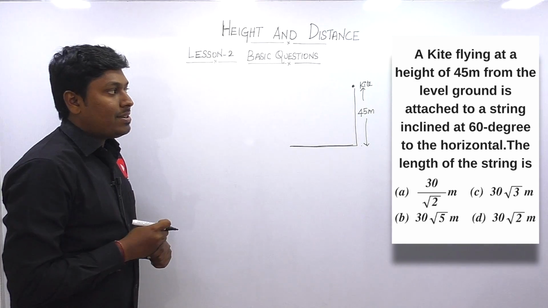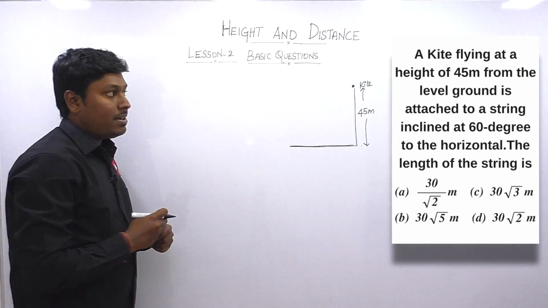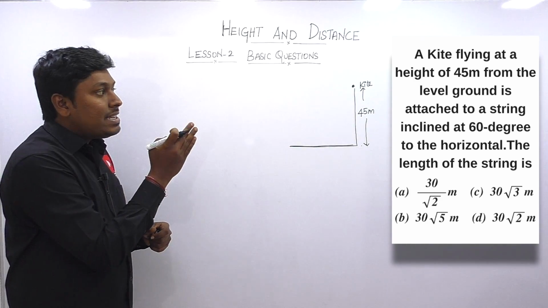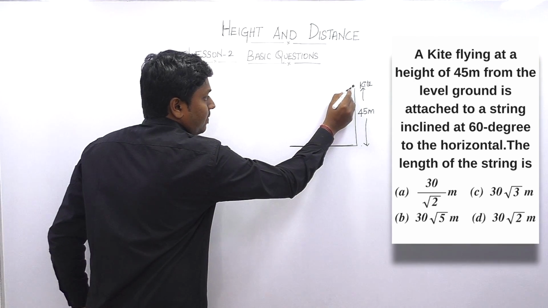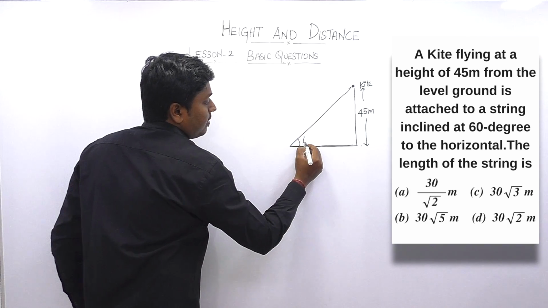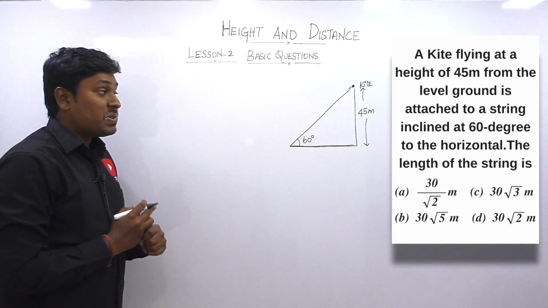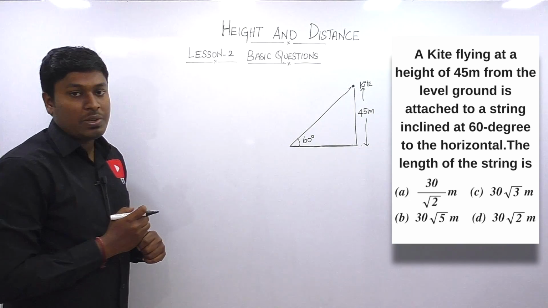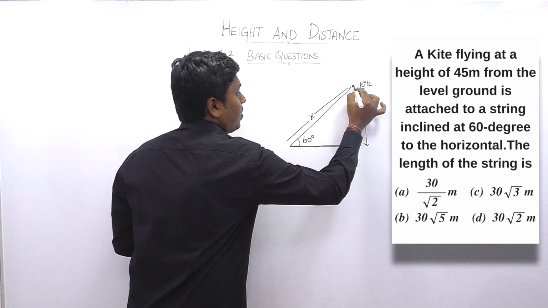And the next point is the kite is attached to a string and inclined at 60 degree to the horizontal. Got it friends? A kite is attached to a string which is inclined at 60 degree. So we can say that this angle will be 60 degree. So this is the data they have given in the question. Our target is to find the length of the string. So we need to find the length of the string, which is the hypotenuse, right?